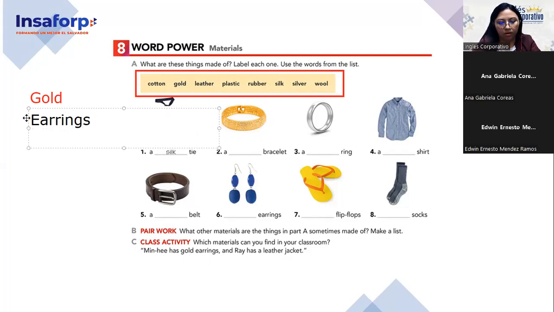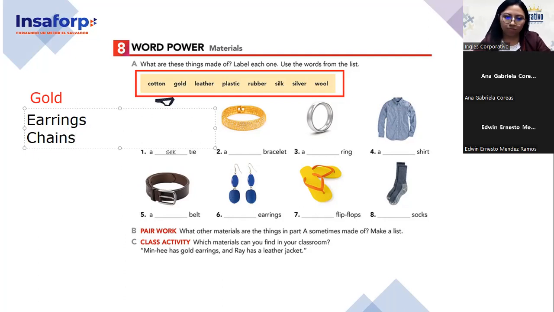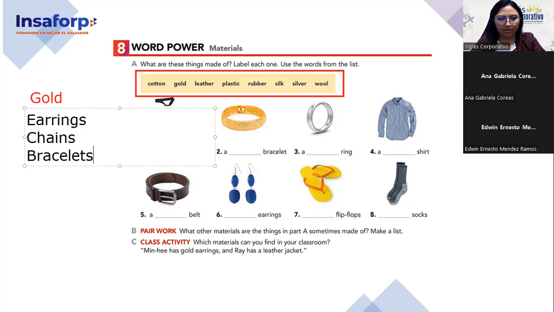Cadenas, ¿cómo se dice pulsera? ¿Cómo podemos decir? Chain. La pulsera, ¿verdad? Sí, los pendientes. ¿Cómo es que se decían los pendientes? Puede ser earrings. Ajá, el primer ejemplo. Earrings. Yes. ¿Qué más? Dejemos estos ahorita. Earrings, chains, bracelets.